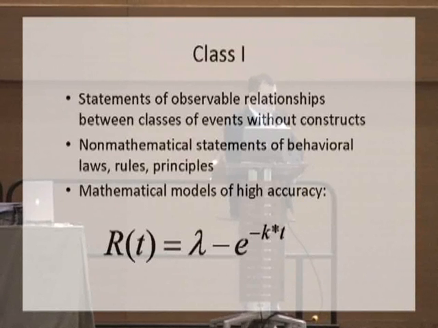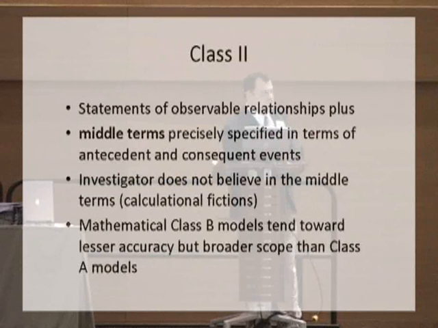Okay, some people might argue that this is impossible, but it can occasionally be achieved, I think. Now we might go into another class here. This is class 2. Statements of observable relationships plus something. And what this something is called varies depending on who you read, but we'll use the term here, middle terms. Middle terms specified precisely by the antecedent and consequent events, which are themselves observable.